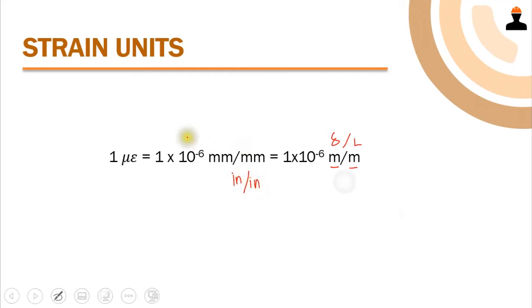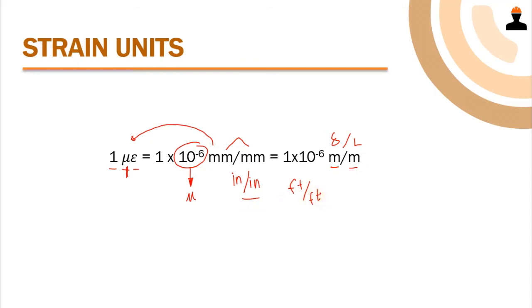Okay? Now, to simplify this one, we have the unit 1 micro epsilon. This epsilon here, or micro strain, with micro meaning 10 raised to negative 6. So 1 micro epsilon is equal to 1 times 10 raised to negative 6. Again, this one is the micro. Then the strain is millimeter per millimeter, or it could be meter per meter, or inch per inch, or foot per foot. Okay, so this is the unit of our strain. So let's try to apply this formula by solving problems.